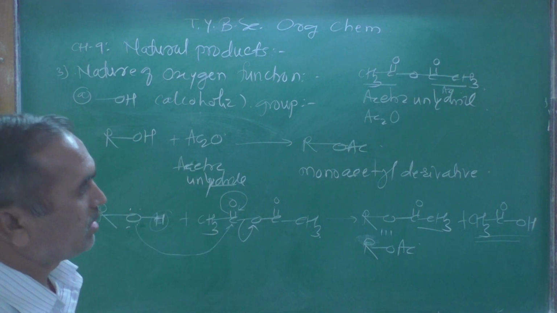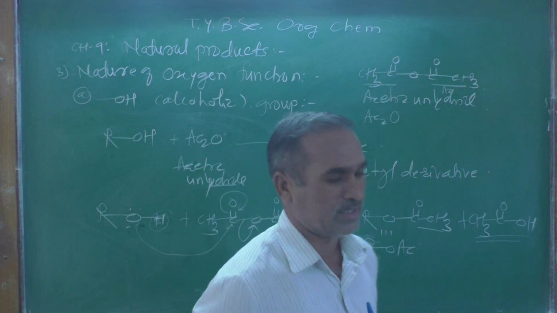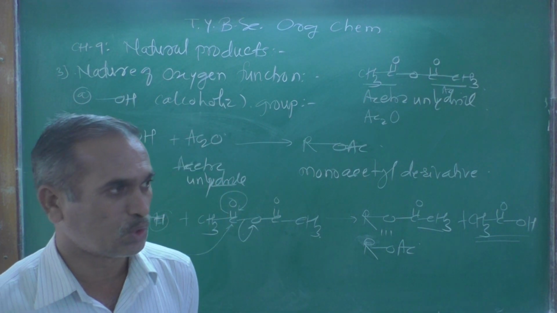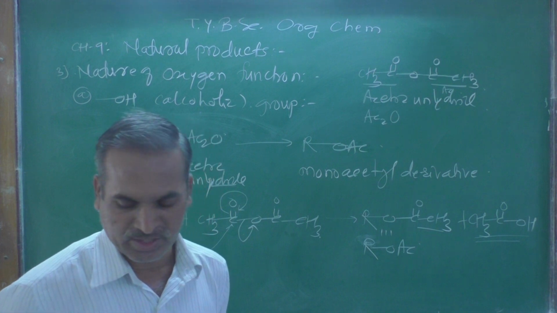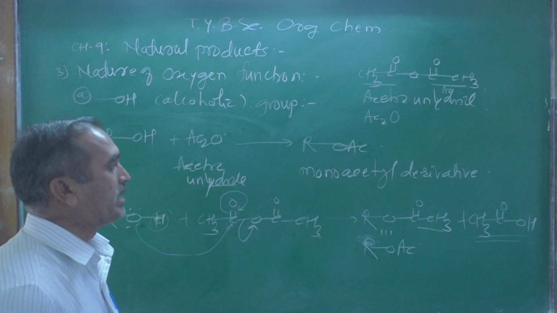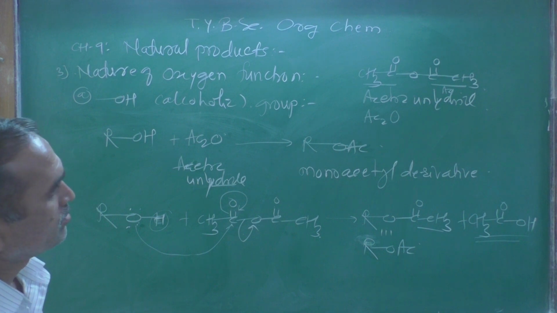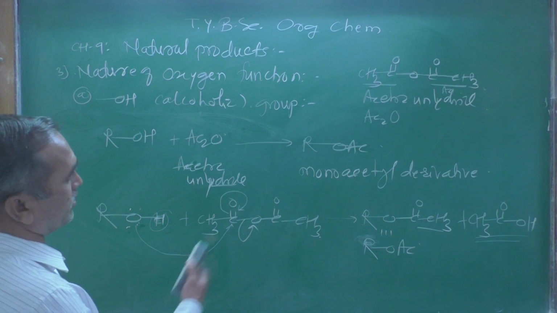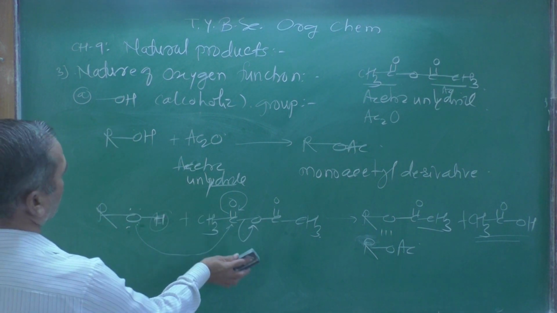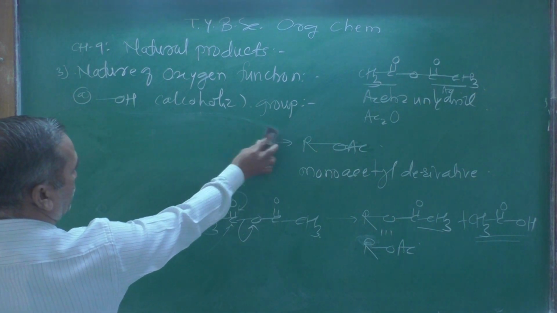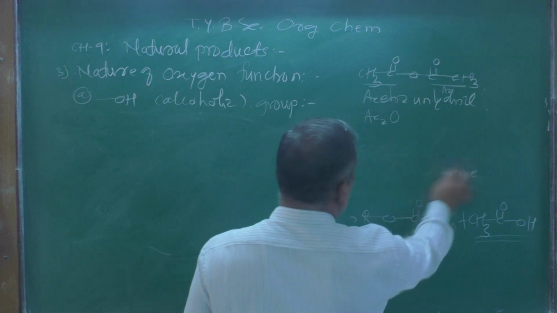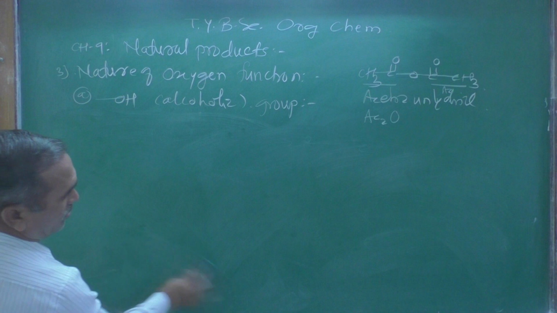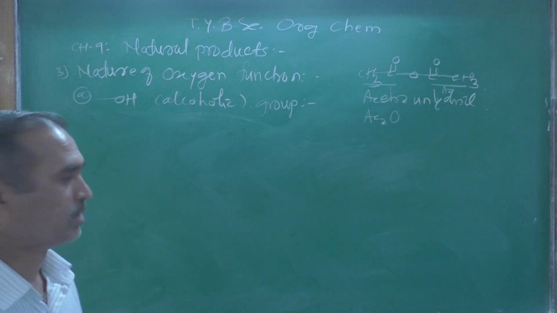So a monoacetyl derivative clearly indicates the presence of an alcoholic group. Only one alcoholic group is present. That is the indication of the monoacetyl derivative. It clearly indicates that the compound contains only one hydroxyl group. Now, as we know, another derivative is a very good derivative.